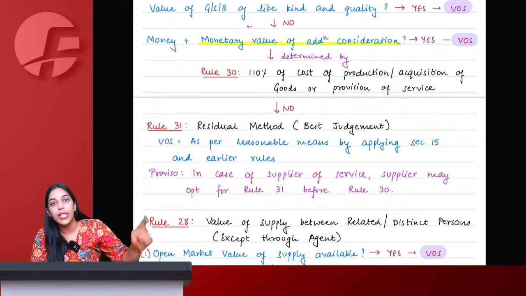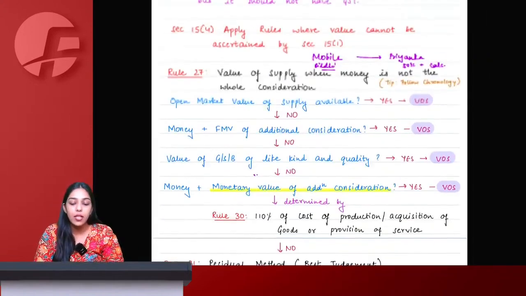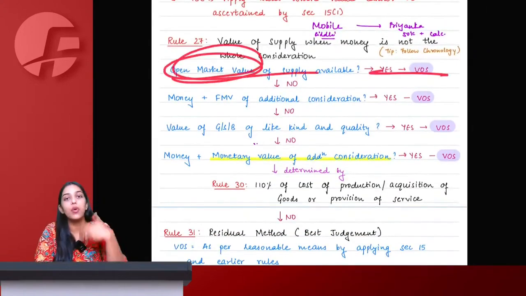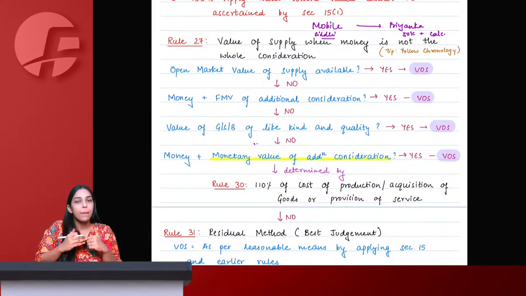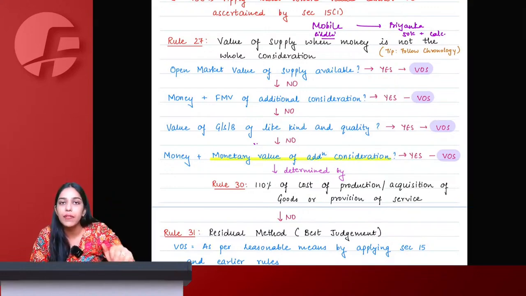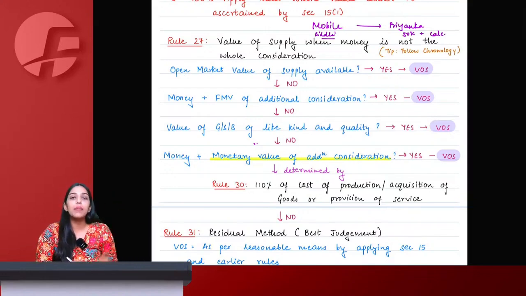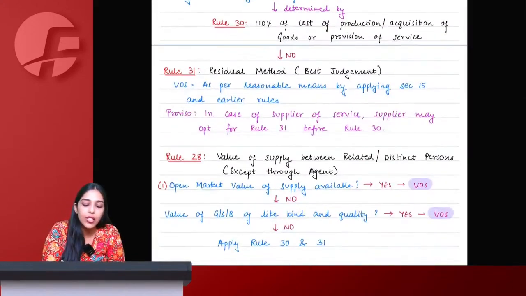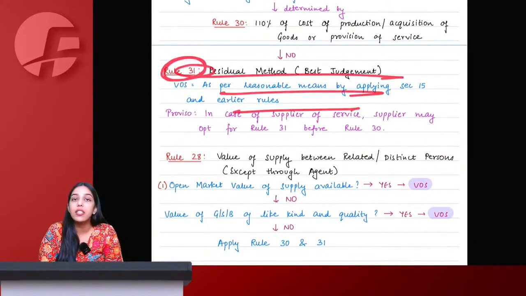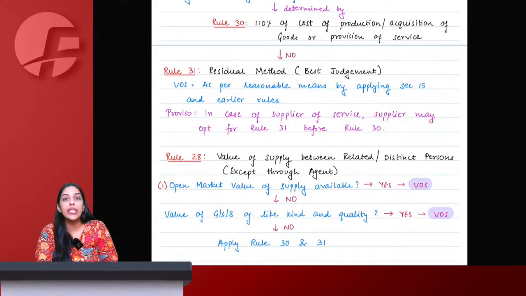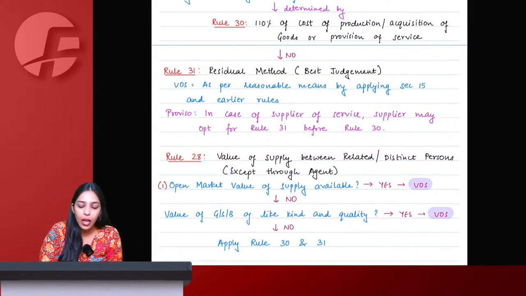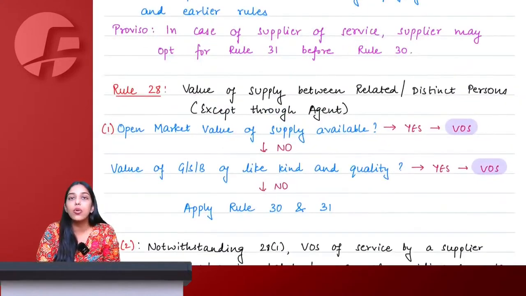But otherwise, and for goods also, in all the cases, first you will check the open market value of whatever you have supplied. Then you check, no, not available. Then money plus FMB what I have received. Not available. Then like kind quality of what I have supplied. Not available. Then I will take money plus monetary value of whatever consideration I have received. If even nothing is available, then the last option available is Rule 31, which is the residuary method. And in case of services, the supplier may take Rule 31 before Rule 30 because determining the cost of services is slightly difficult. Clear? Everyone understood Rule 27.